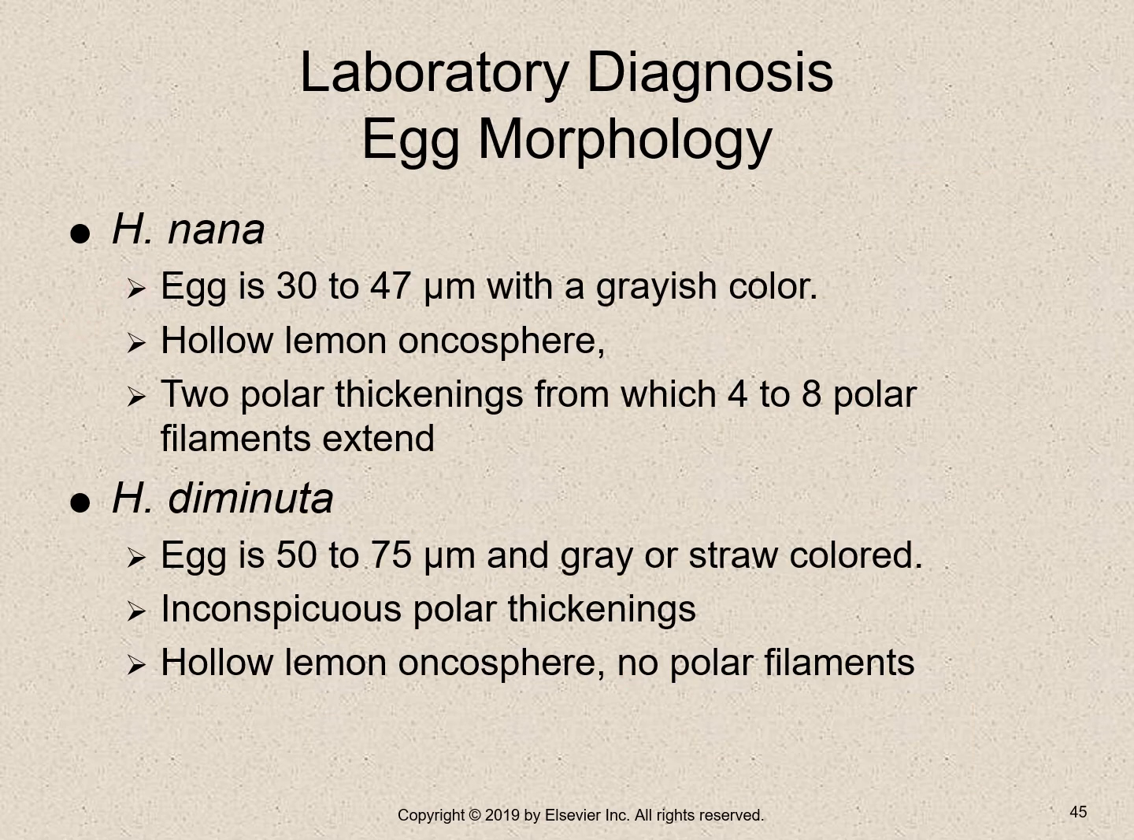The Hymenolepis nana egg measures 30 to 47 micrometers with a grayish color. It has a hollow, lemon-like oncosphere and two polar thickenings from which 4 to 8 polar filaments extend. The H. diminuta egg is 50 to 75 micrometers and can appear gray or straw-colored. It has inconspicuous polar thickenings. It also has a hollow, lemon-like oncosphere, but no polar filaments.